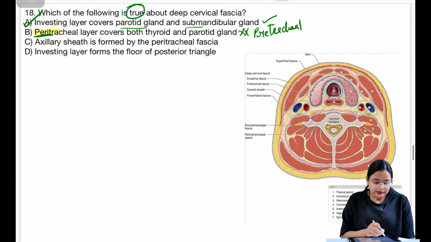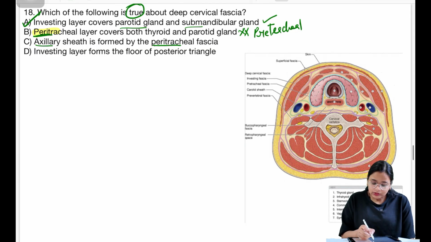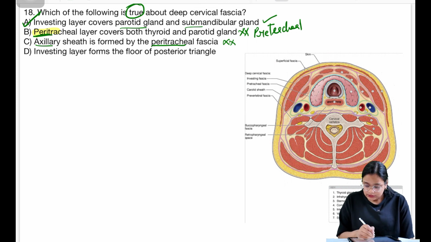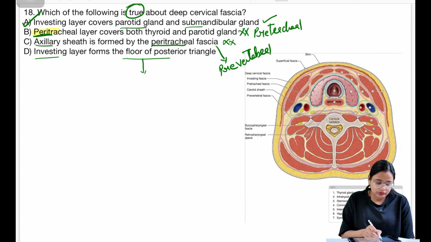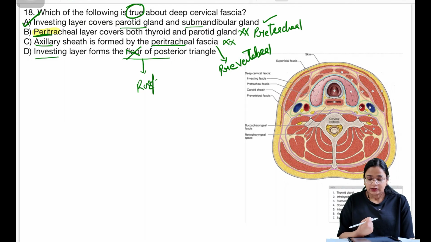Axillary sheath is formed by peritracheal. No. First of all we don't have any fascia named peritracheal, but this axillary sheath is mainly formed by the prevertebral fascia. Last is, investing layer forms the floor of the posterior triangle. No, just now I told you it is not the floor, it is the roof of the posterior triangle. So the correct answer will be investing layer of deep fascia covers the parotid and submandibular glands.